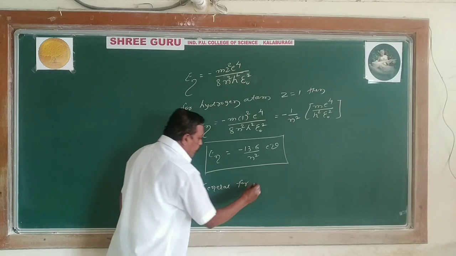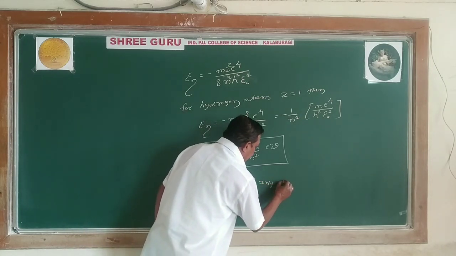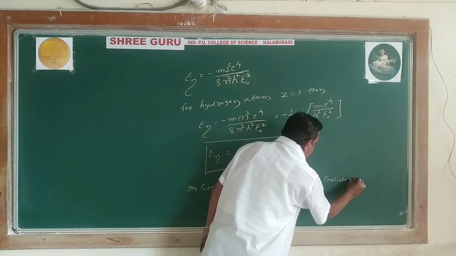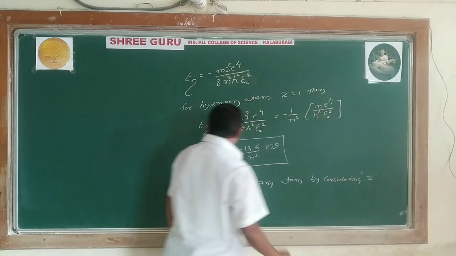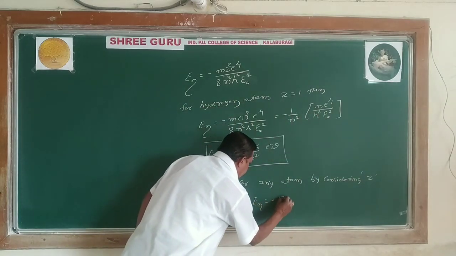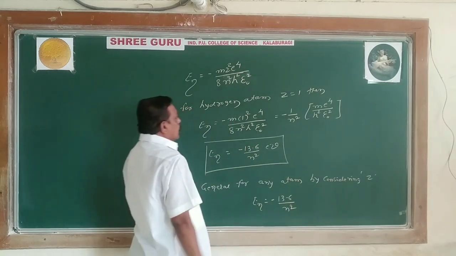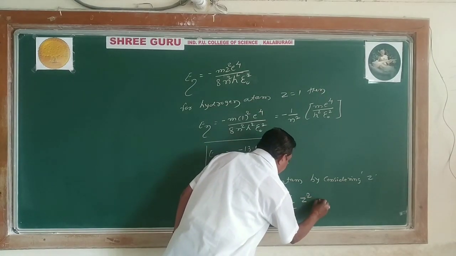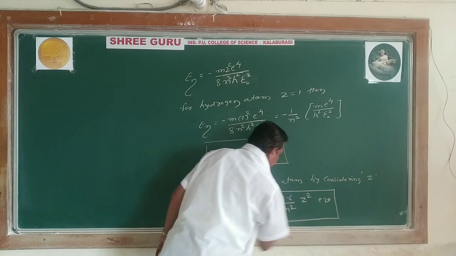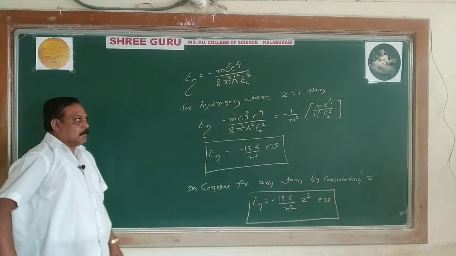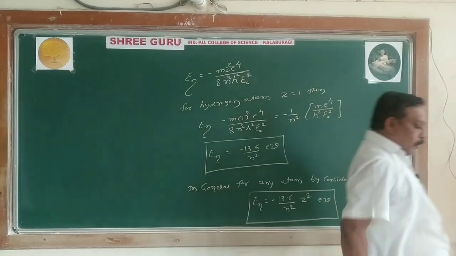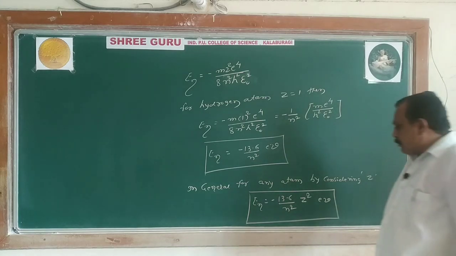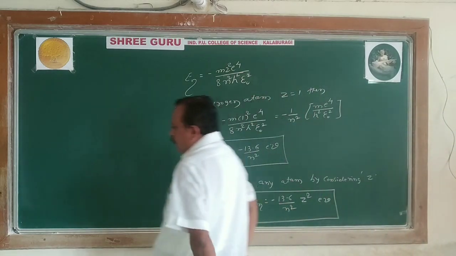for any atom by considering Z, E_n equals minus 13.6 divided by n square, Z square as it is, in electron volts. Right? Now in general for any atom by considering Z, the nth orbital energy is minus 13.6 divided by n square into Z square, in terms of electron volt.